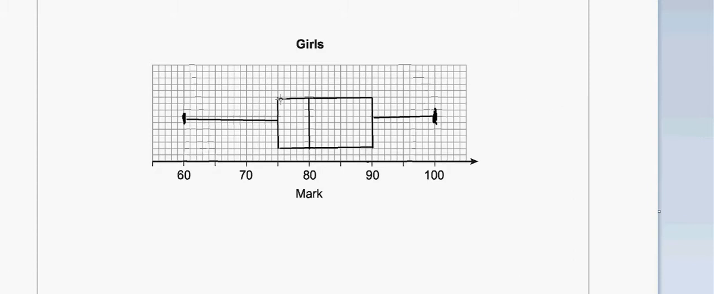So the lower quartile is 75. The upper quartile is going to be 15 above, because the boys' interquartile range is 15. The median for the class and the boys was 80, so the girls must be the same. And then just by deduction you can find out the lowest and the highest marks. I'm sure you do understand that. So we'll move on to the next question.